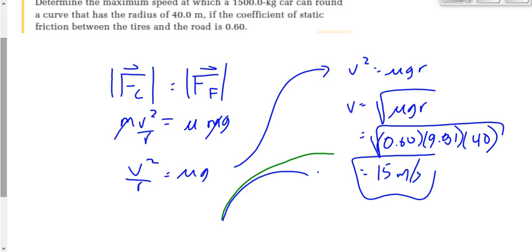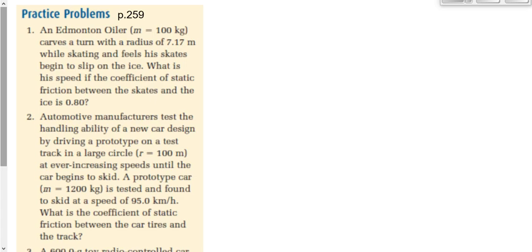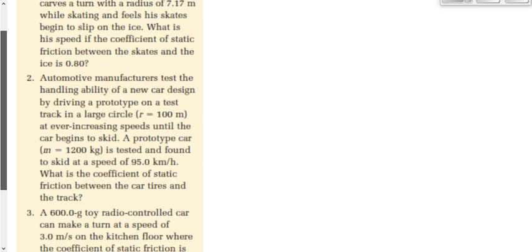Okay, here's your homework for tonight. Page 259, questions 1, 2, and 3.